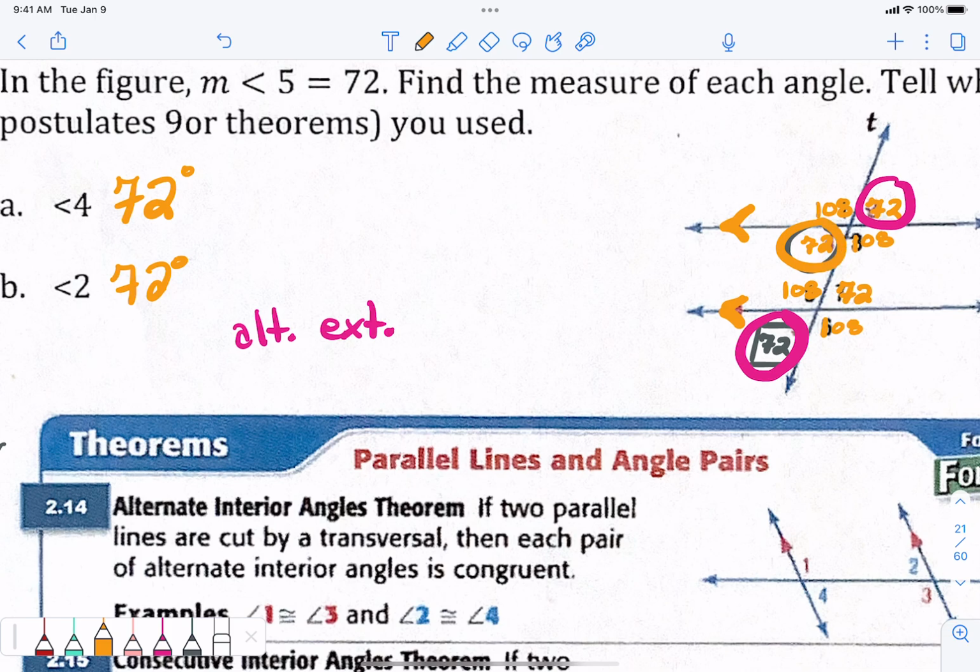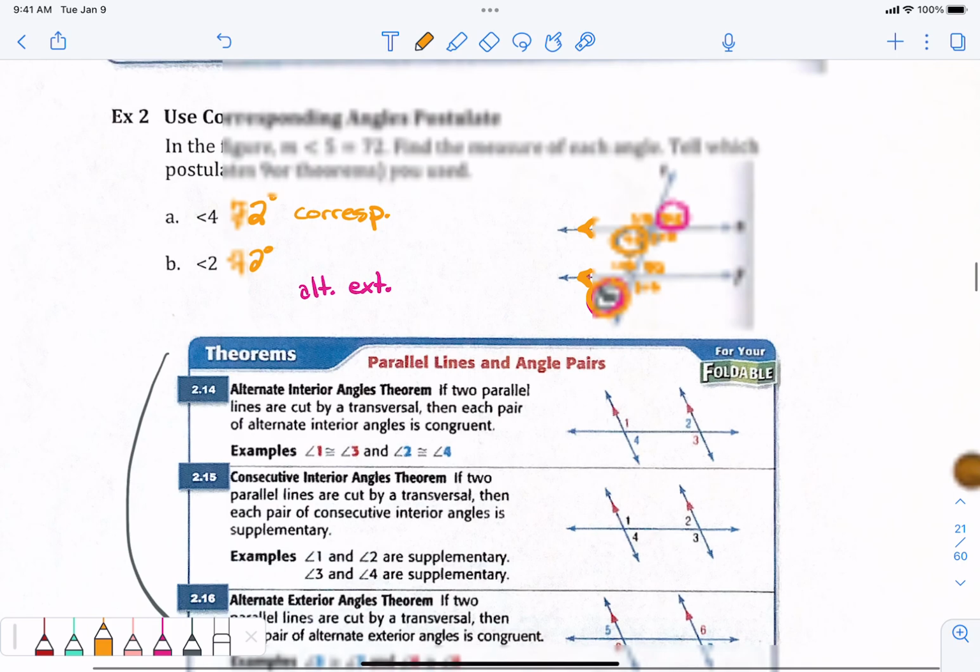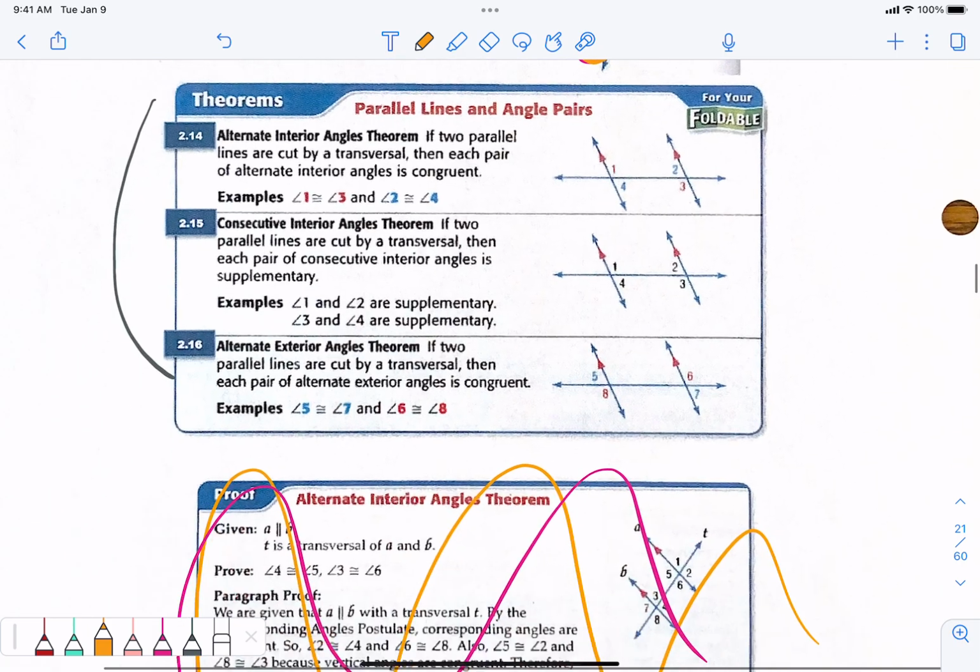Angle 4, this guy and this guy are corresponding. Corresponding angles, so I got that. I just mapped them out wrong. Okay, good? Happy with that? Makes sense-ish? Yeah. Okay, let's go do some more.